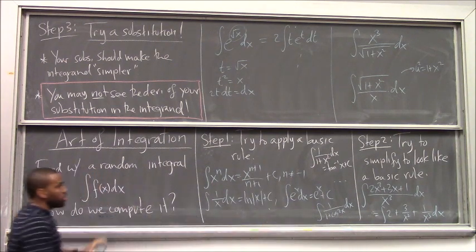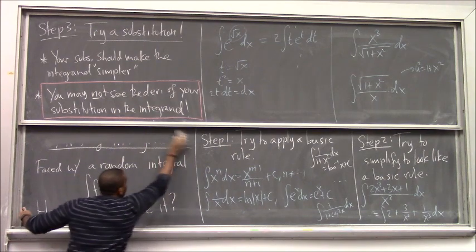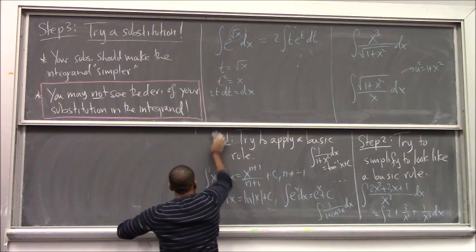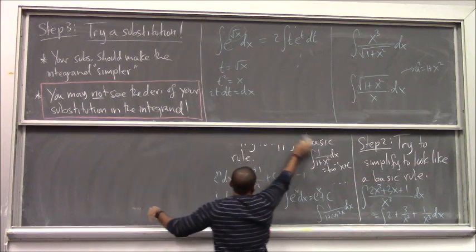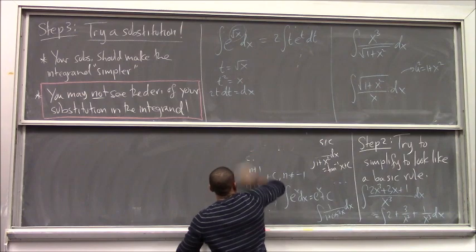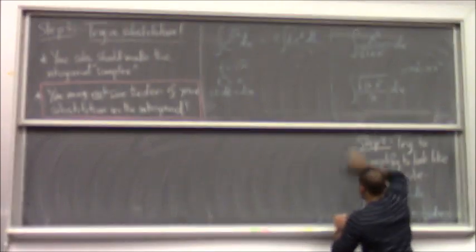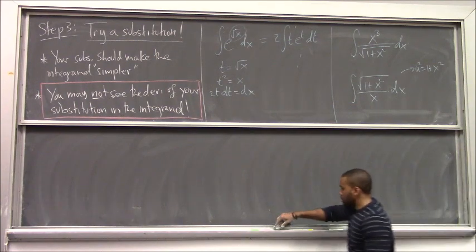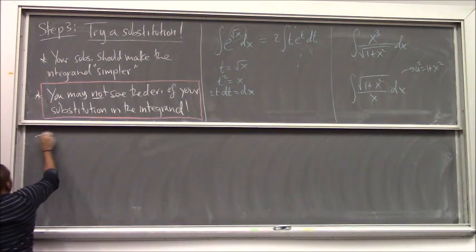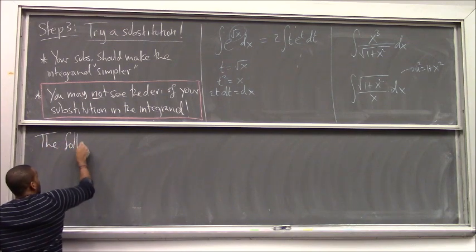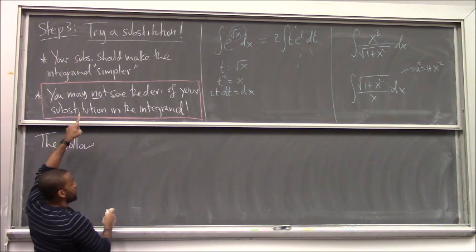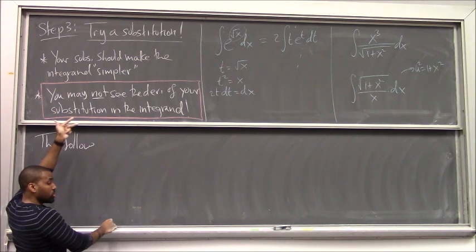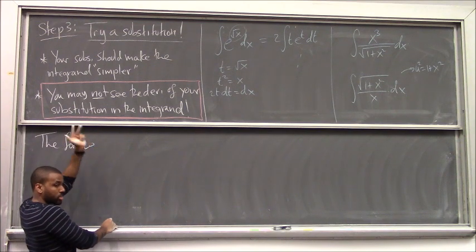And that's kind of where the cookie cutter advice ends. Everything else now is sort of a nuance, and while I'm going to label things step 4, step 5, they're not really step 4, step 5. So, the following are in no particular order. The first 3, you always do it in that order. Is it a basic rule? Can I simplify it to look like a basic rule? Will a substitution work? Always think those 3 things in that order every single time.